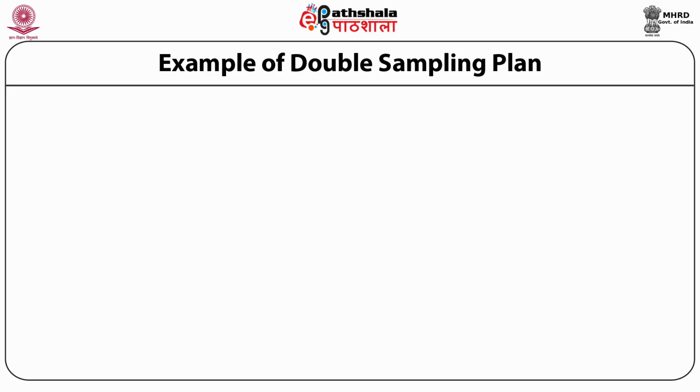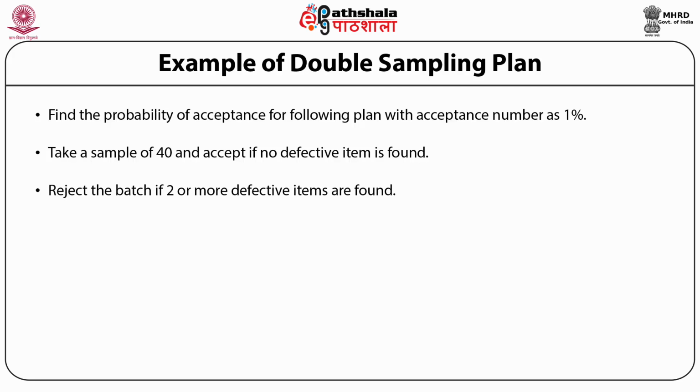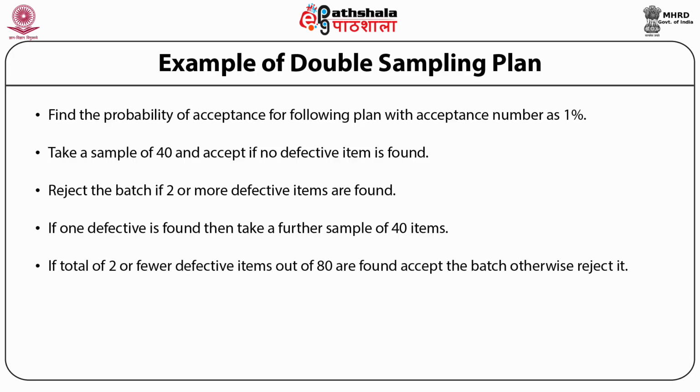Example of double sampling plan. Find the probability of acceptance for the following plan with AQL as 1%. Take a sample of 40 and accept if no defective item is found. Reject the batch if two or more defective items are found. If one defective is found, then take a further sample of 40 items. If a total of 2 or fewer defective items out of 80 are found, accept the batch, otherwise reject.